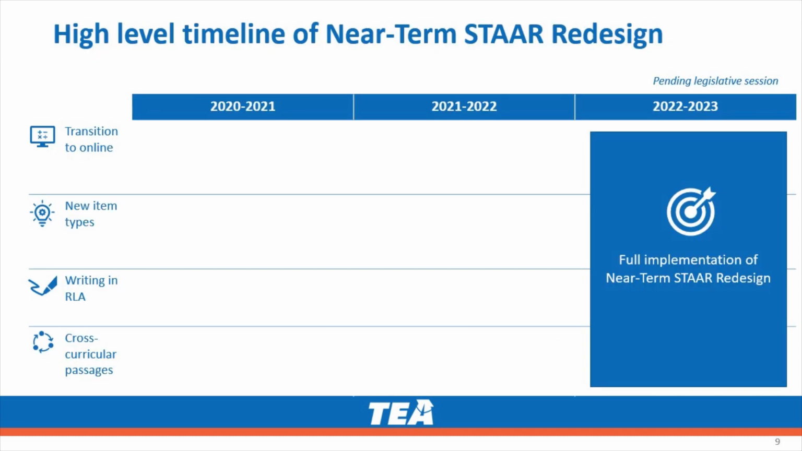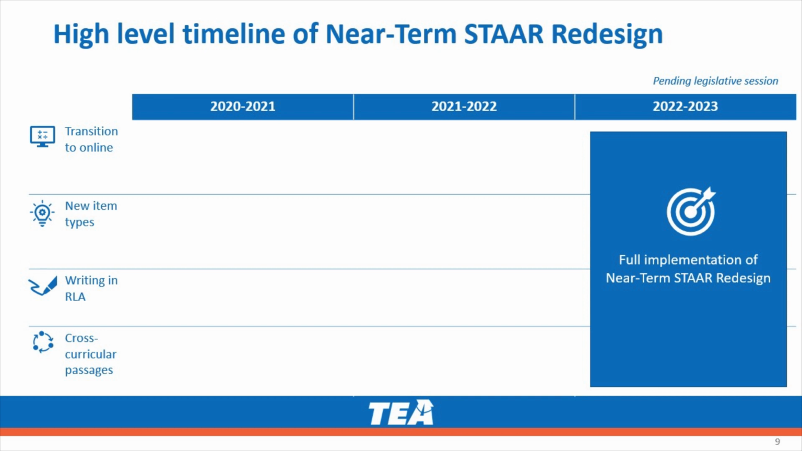In the 2022-23 school year, the near-term STAAR redesign will be fully implemented with online assessments, new item types that make up at least 25% of assessments, and writing and prioritized cross-curricular passages in all RLA assessments. There are multiple interactions between these four components that require a lot of planning. For example, some of the new item types are made possible by the transition to online assessments. Future RLA assessment blueprints must take into account the addition of writing and the new item types.